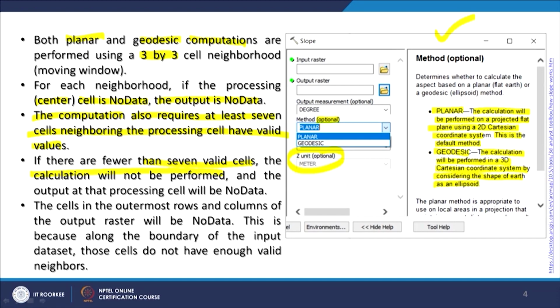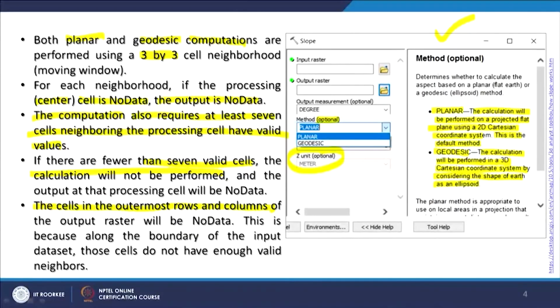Now, this point I have already discussed, but I will repeat it again because it is very important: the cells in the outermost rows and columns, that means one cell thickness equivalent, the first row, the first leftmost column, the rightmost column, and the bottom row. For those, the calculation will not be done.